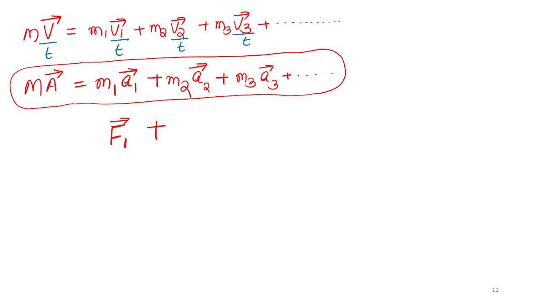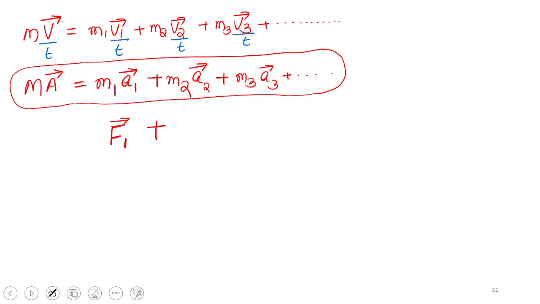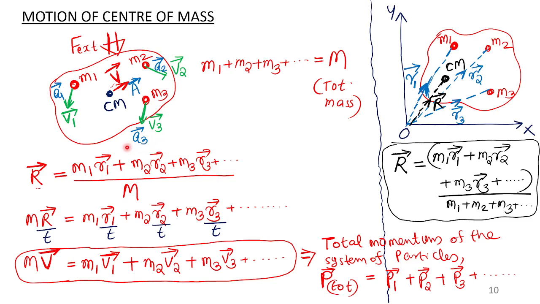M2 A2 is the force experienced by M2. A small fraction of the external force appears on M2. That's why M2 A2 is the force experienced by M2. M3 A3 is the force experienced by M3, etc. M into a, that is very, very important. Let me complete that formula. What is that? M into a.